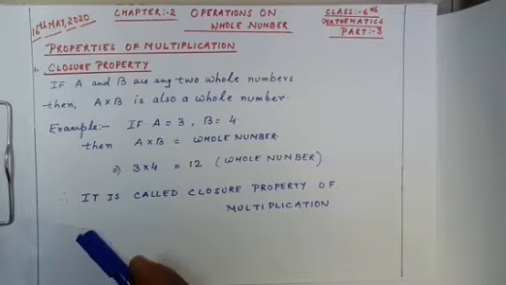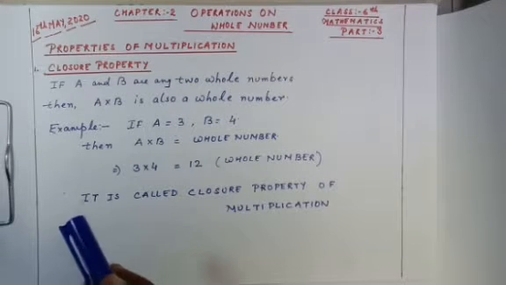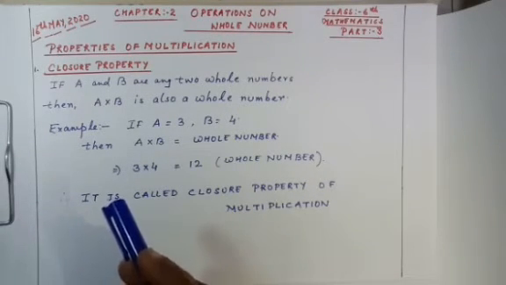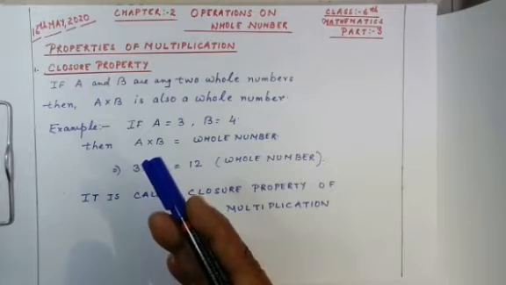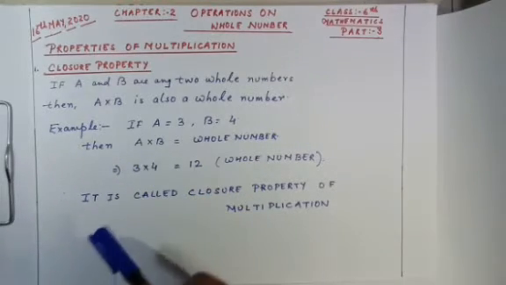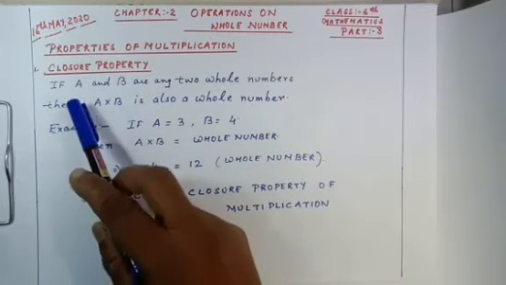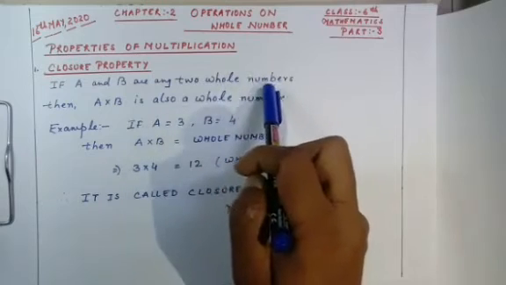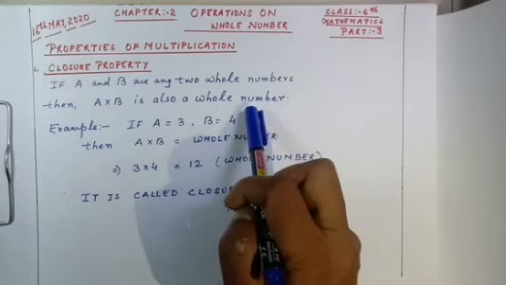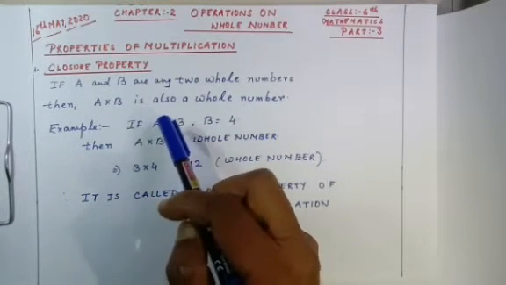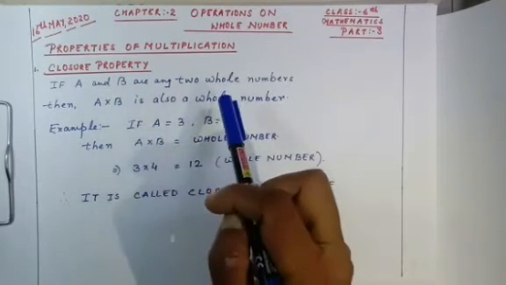Last time I explained about property of addition. When two whole numbers are added, the sum will be a whole number. In the same way, when we subtract two whole numbers, whatever answer we get will be a whole number. In the same way, over here, closure property. Let us see what it says. If a and b are any two whole numbers, then the product, a into b, is also a whole number. Whenever we multiply two whole numbers, the product we get will also be a whole number.